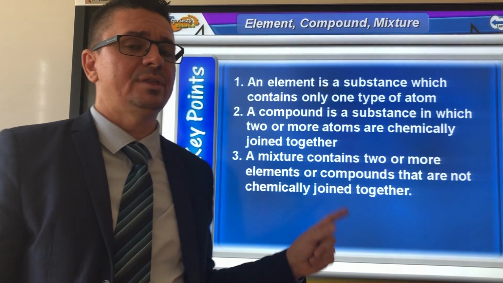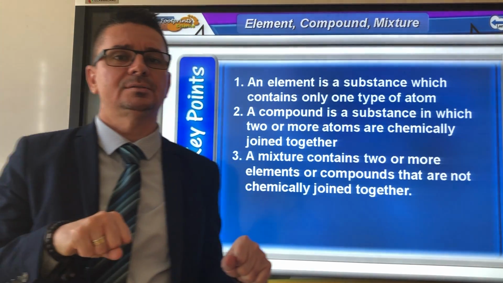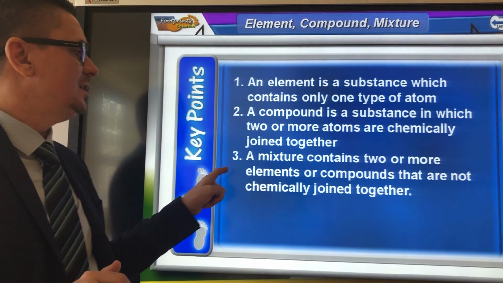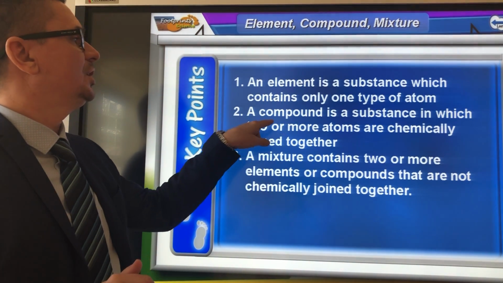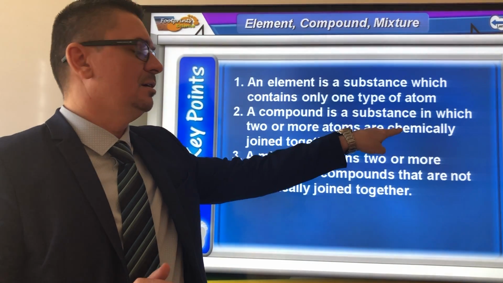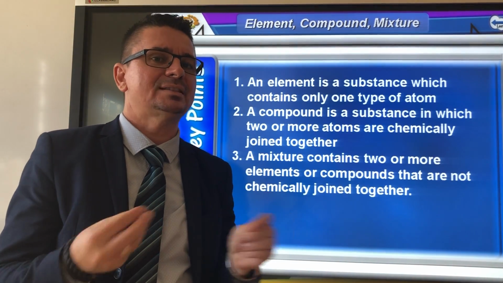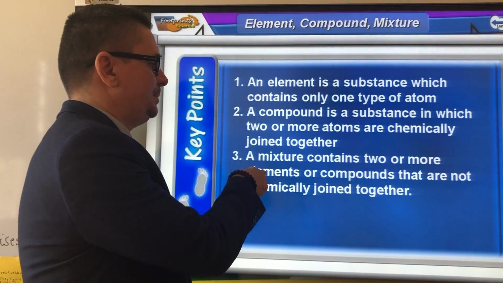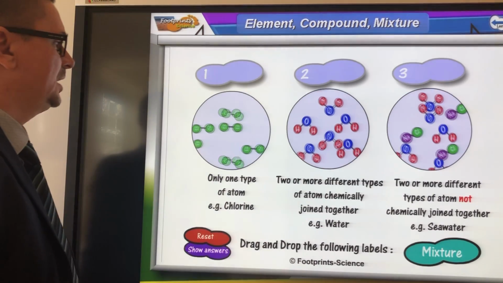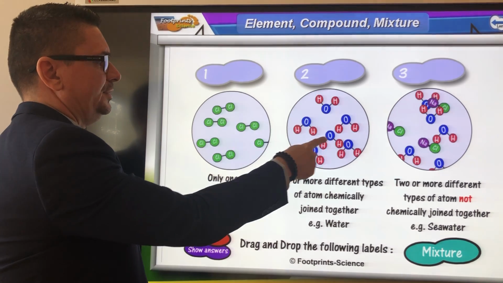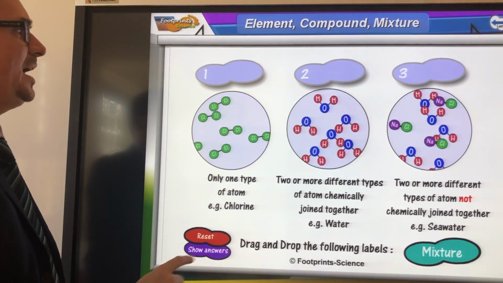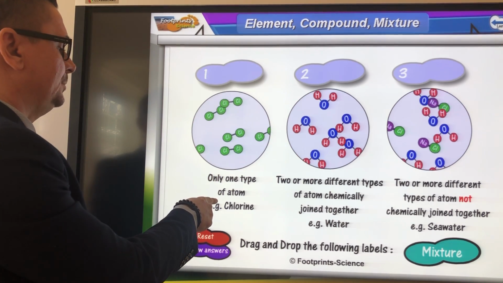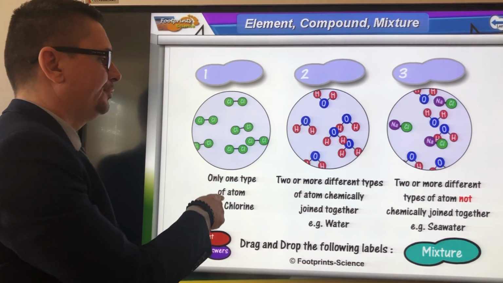Hopefully you can remember that last time we mixed green and white pieces of paper, and they couldn't really join chemically, of course. I could always separate the white pieces from the green pieces, so it was typically a mixture. You can see these special animations here. So only one type of atom, like chlorine, forms that.